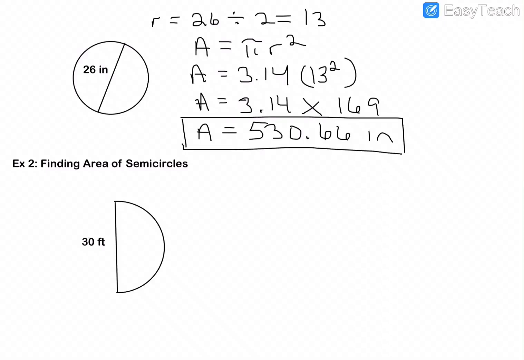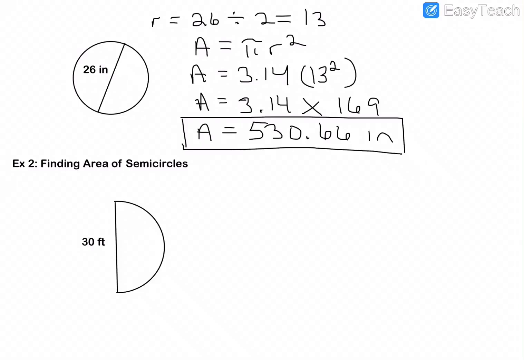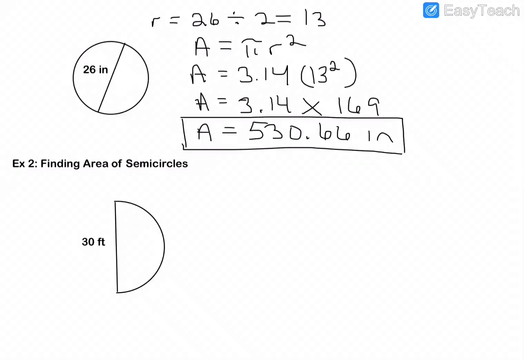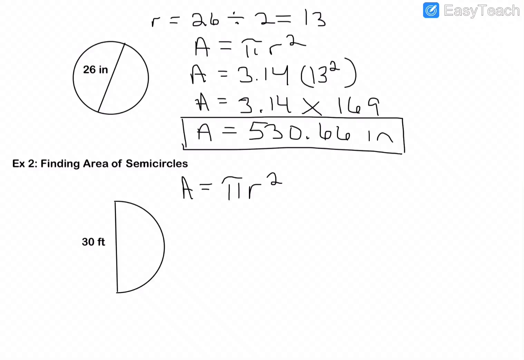And that is it. In example 2, finding the area of semicircles, I would hope that you could guess that we're just going to take this formula and divide it by 2, because you're just taking the area of half of the circle. So to find the area of a semicircle, it would be pi r squared divided by 2.